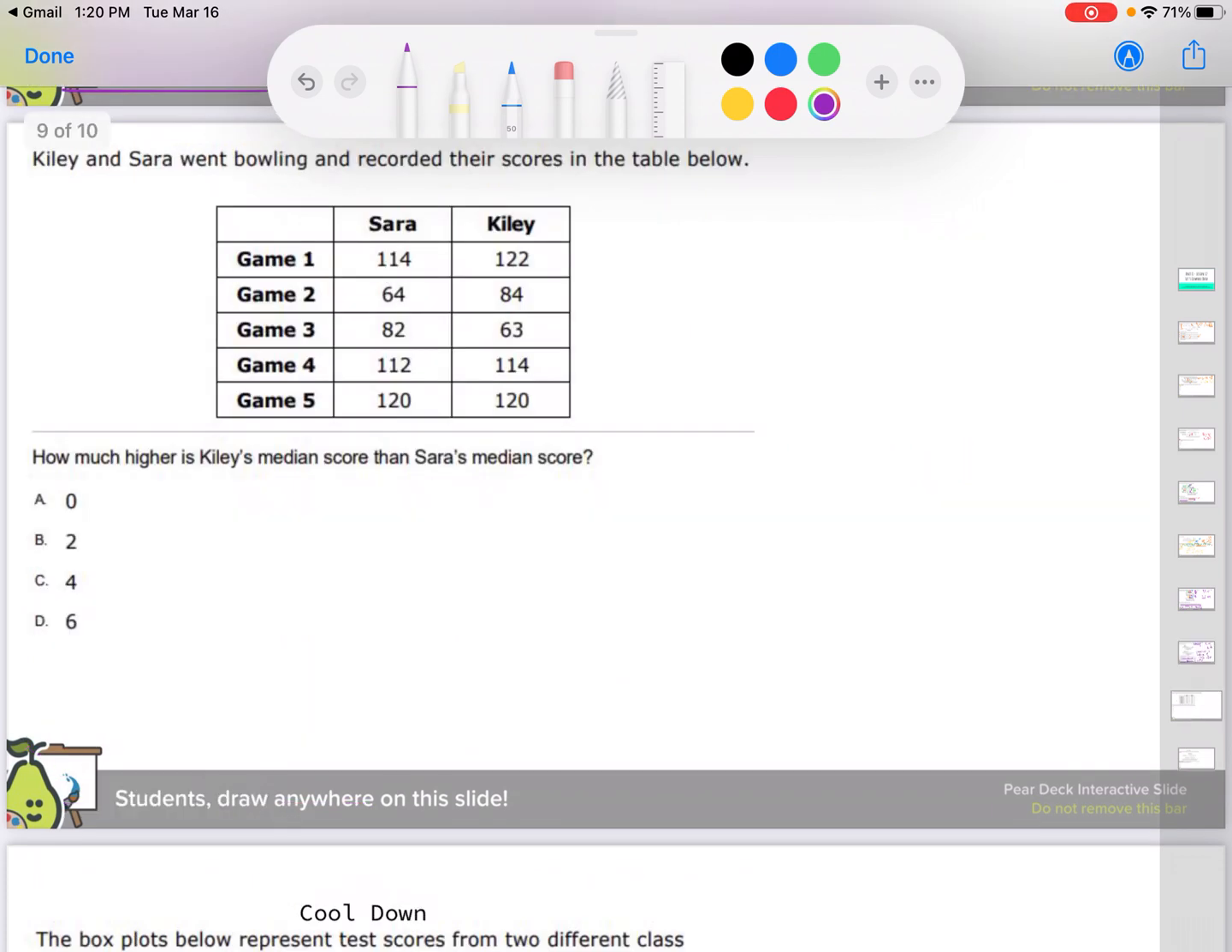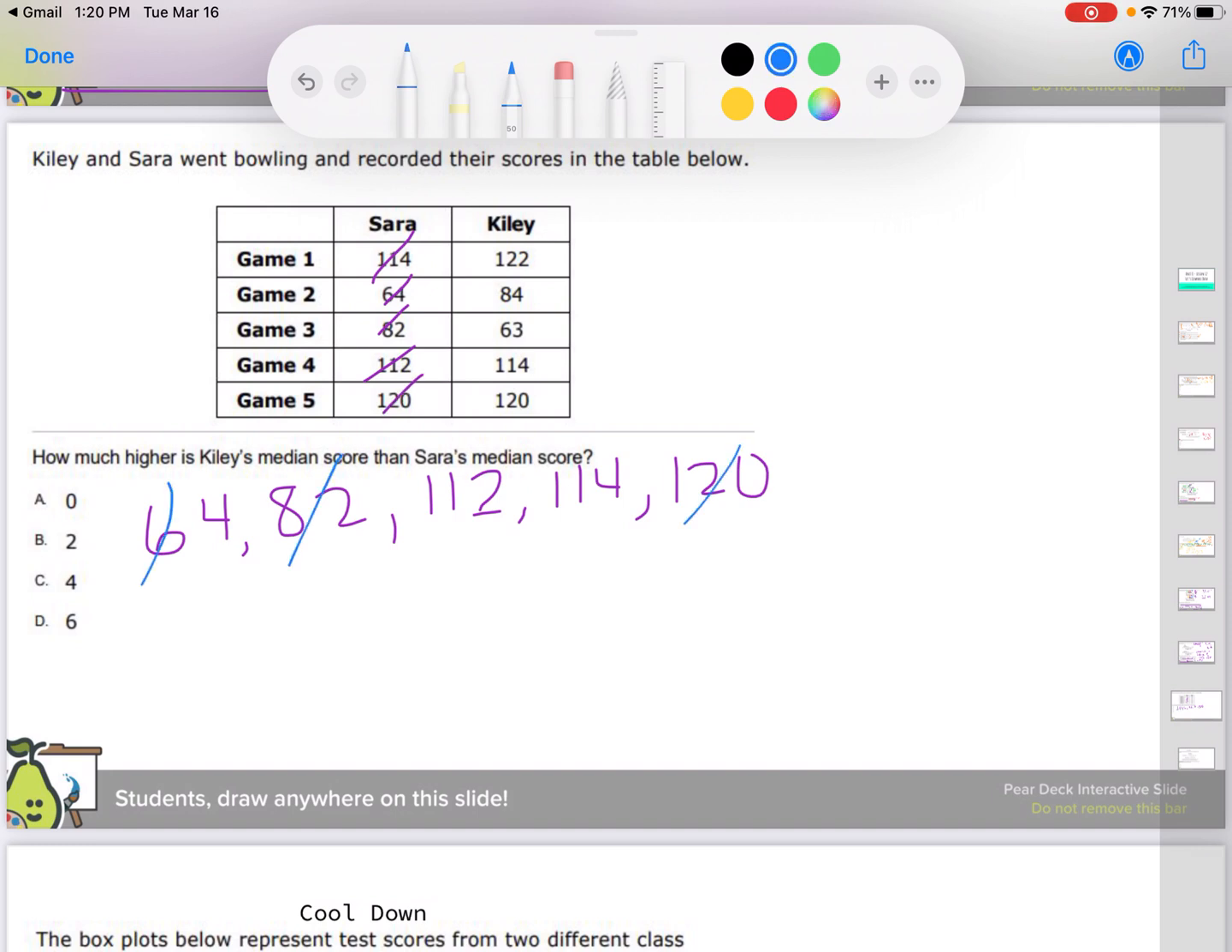All right. The last one we're going to talk about is how much higher Kylie's median score is than Sarah's median score. So remember with medians, I have to put the numbers in order first. So I'm going to start by putting the numbers in order. And then I'm going to cross them out on each side. And then I'm going to do Kylie's.